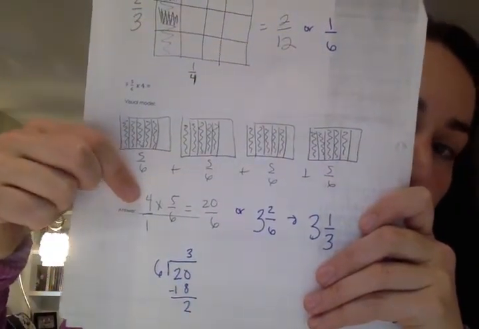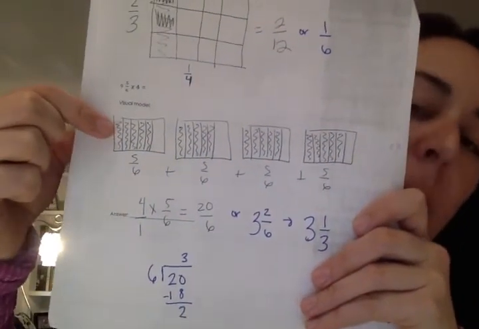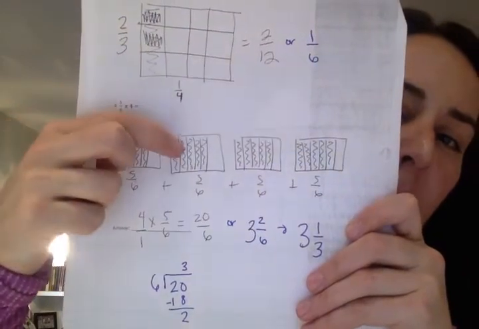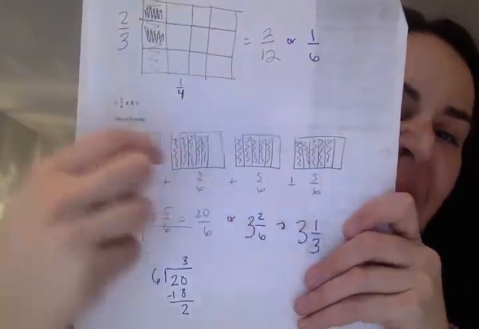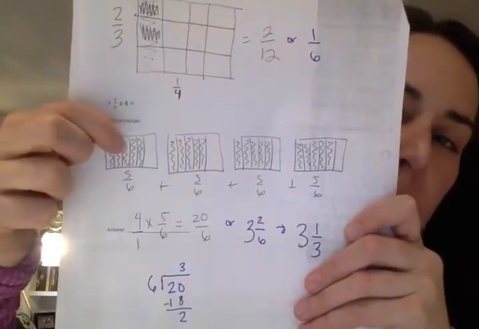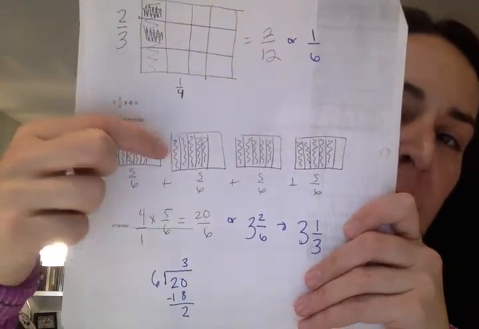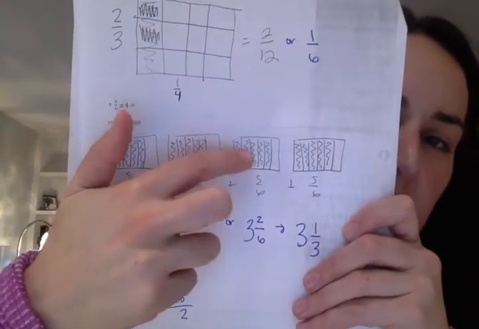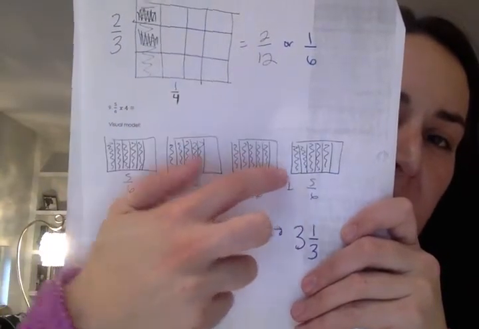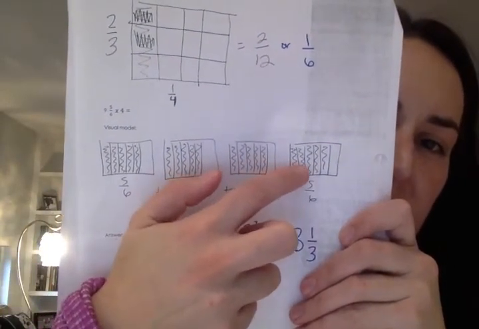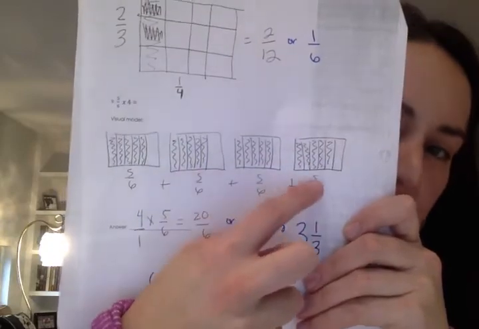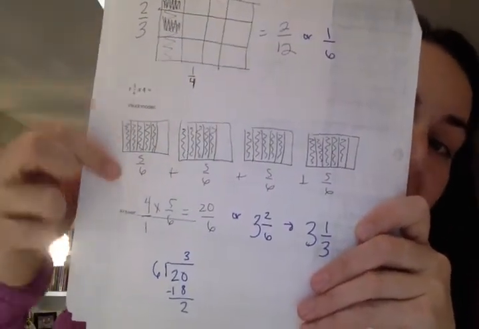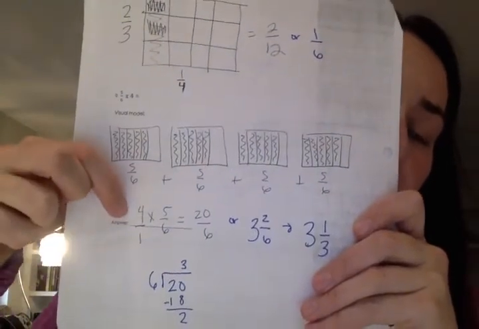I can just multiply across. There are 2 ways to get my answer. Let me go back. 2 ways to get my answer. I could count up all the number of sixths that I have, 1/6, 2/6, 3/6, 4/6, 5/6, 6/6, 7/6, 8/6, 9/6, 10/6, 11/6, 12/6, 13/6, 14/6, 15/6, 16/6, 17/6, 18/6, 19/6, 20/6. So my answer is 20/6. I get that from my picture. I could also get that by multiplying across.